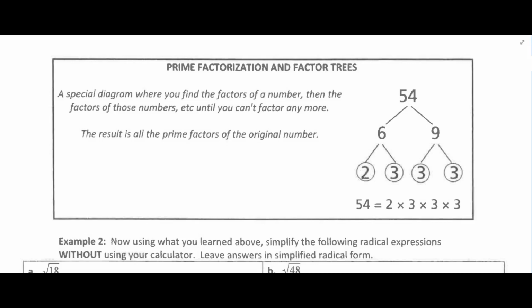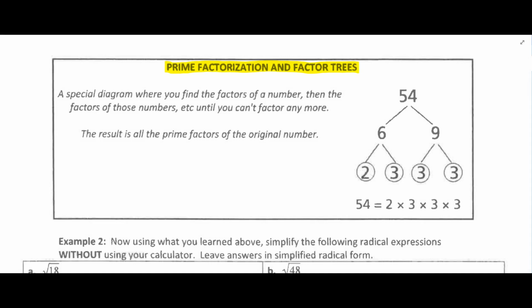Alright, in this video we are continuing with section 9.1a, and we're going to be looking at ways to simplify radicals. And the method that we're going to use to simplify radicals is prime factorization and factor trees.